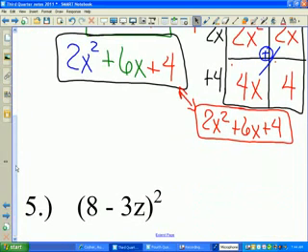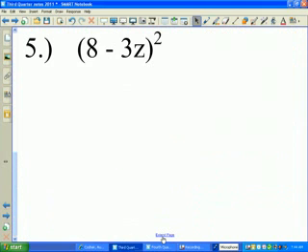The next one is 8 minus 3z, squared. In order for us to figure this out, we kind of had to go back into our minds to when we dealt with exponents. I noticed that inside that parenthesis, this whole parenthesis, is my base.